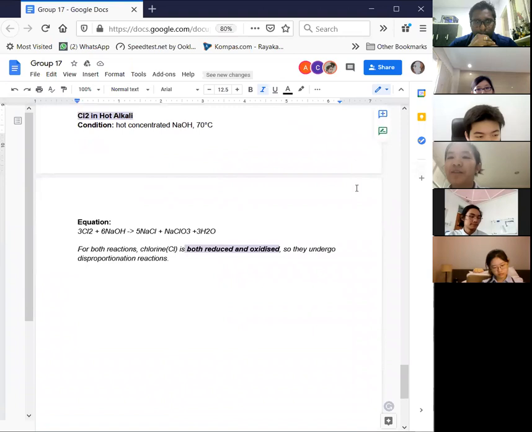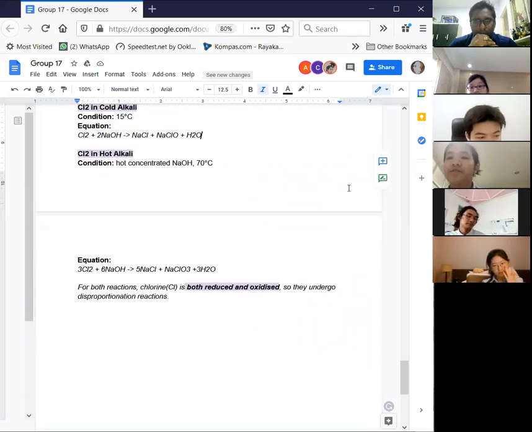What about in hot alkali? The condition is hot concentrated NaOH at 70 degrees Celsius. The reaction is 3Cl2 plus 6NaOH. It forms 5NaCl plus NaClO3 and 3H2O. For both reactions, chlorine is both reduced and oxidized, so they undergo disproportionation reactions.